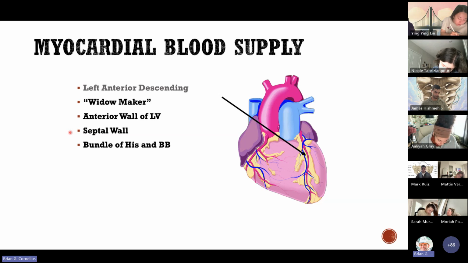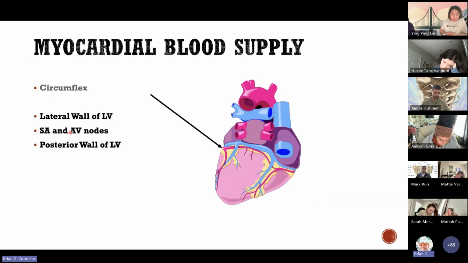The left anterior descending, you'll hear lots of people call it the widowmaker because it provides a large portion of the blood supply to the left ventricle. So if you have an LAD occlusion, a lot of times your systemic perfusion is affected. So high risk of death as a result of that. The anterior wall of the left ventricle, the septal wall of the left ventricle, the bundle of His, and the left bundle branch are all supplied by the LAD.